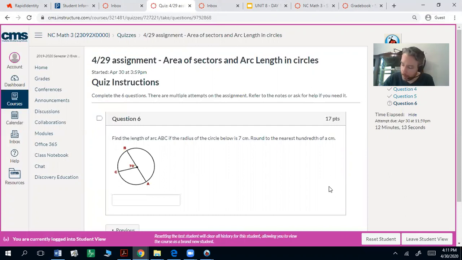That's the point. All right, so question number 6. Find the length of arc ABC if the radius of the circle below is 7 centimeters. Round to the nearest hundredth of a centimeter. All right, I'm going to redraw this circle again. This is a gotcha question. I didn't create it. I don't take credit for it, but I put it up every semester.